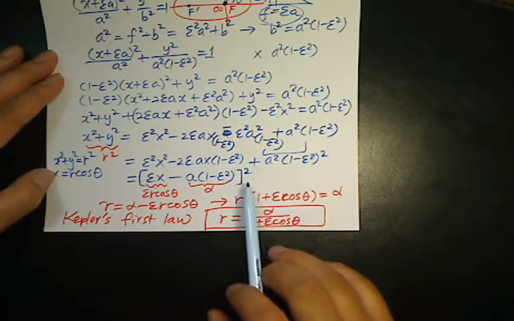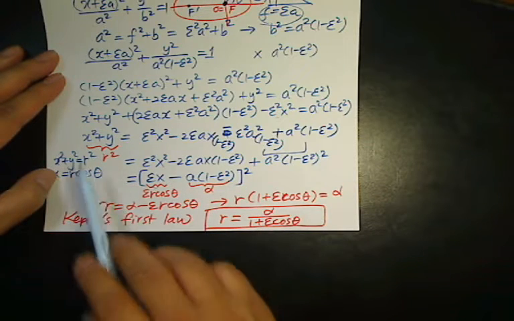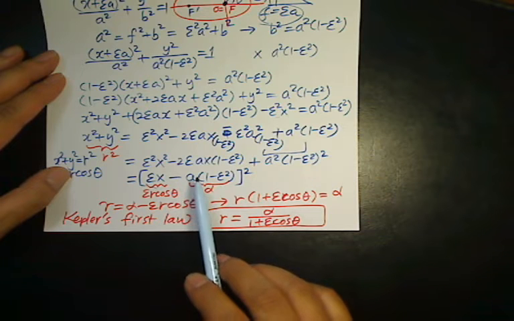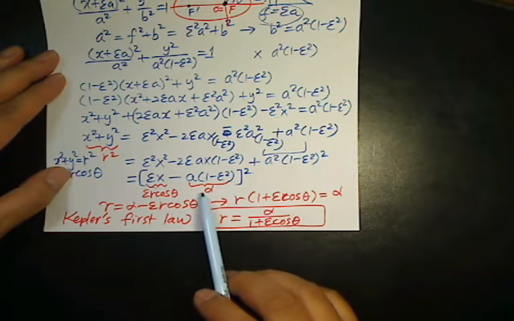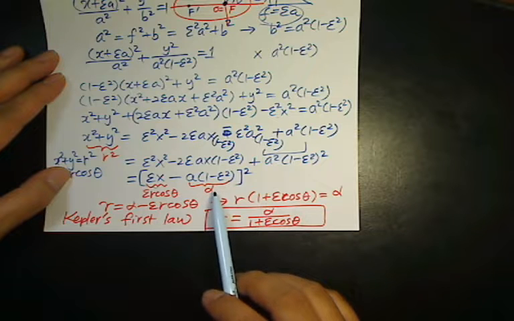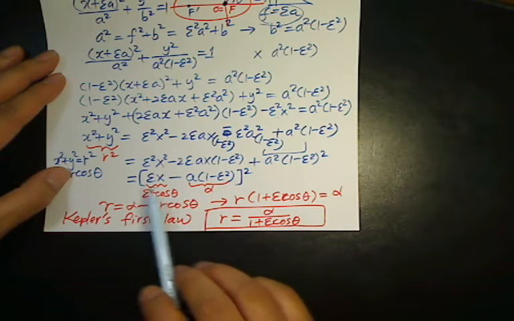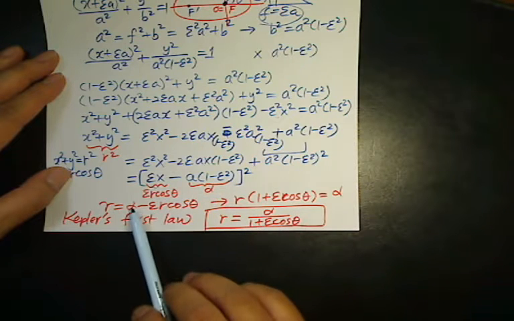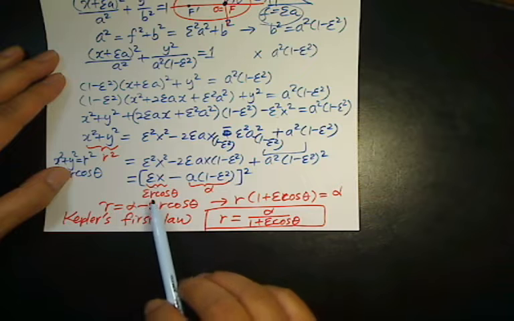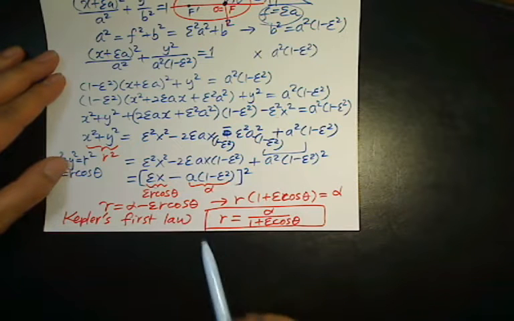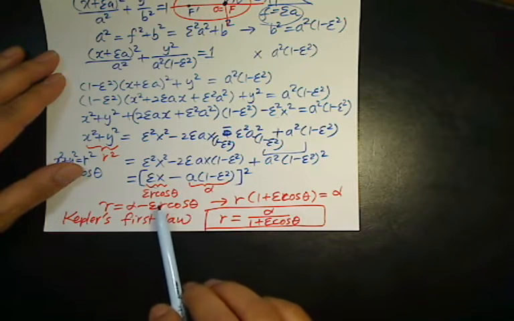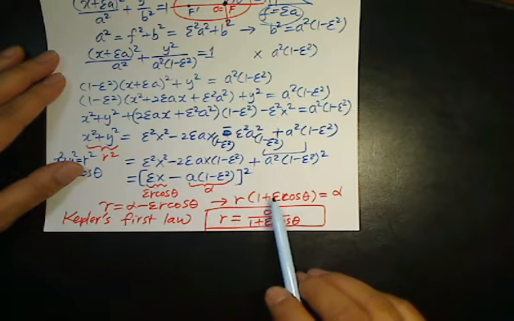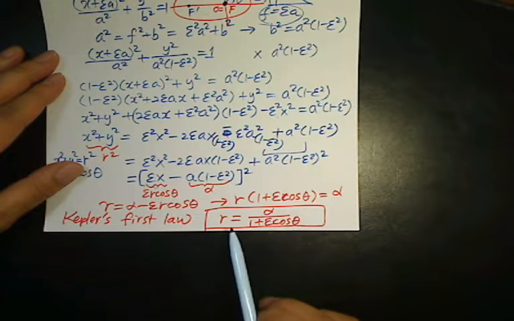The absolute value of both sides gives the radius on the left hand side. On the right hand side we have a(1 minus epsilon squared), that is the semi-latus rectum, alpha. And because alpha is greater than epsilon r cosine theta, this one should be put on the left: alpha minus epsilon r cosine theta. Reorganizing the expression by migrating to the left hand side, we have r(1 plus epsilon cosine theta) equals alpha.